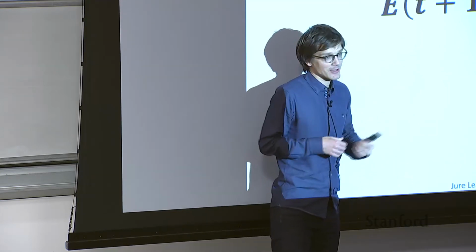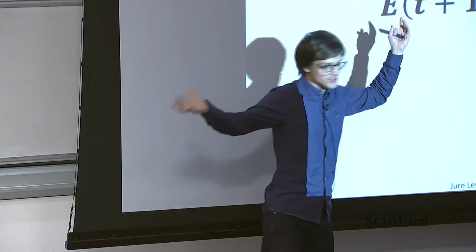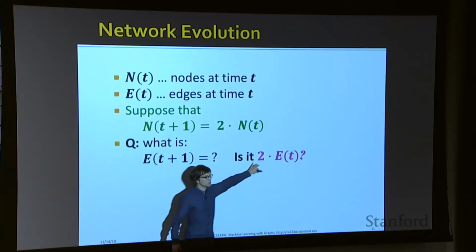It could be less, right? Because this would mean as the network gets bigger, everyone gets more and more edges. So we'll just be swamped in edges, right? So maybe it is actually less than 2 times.